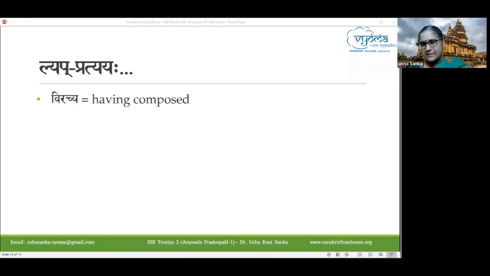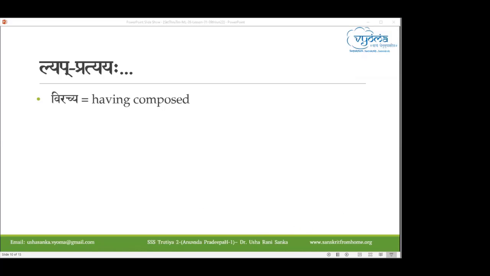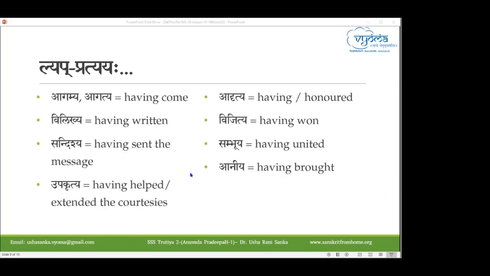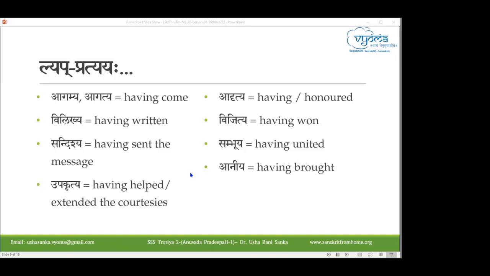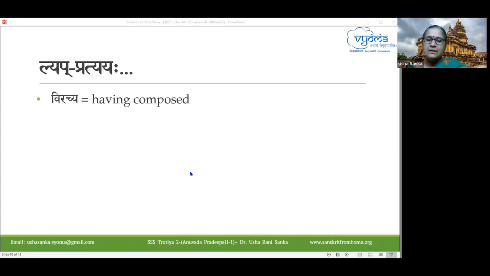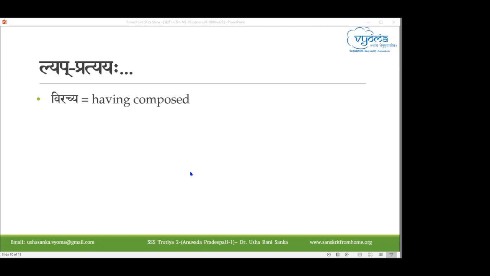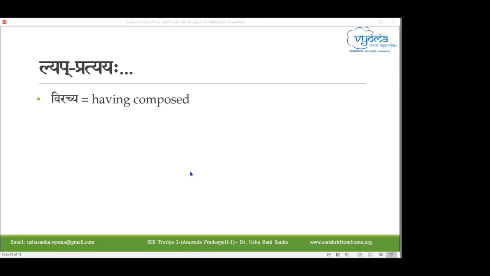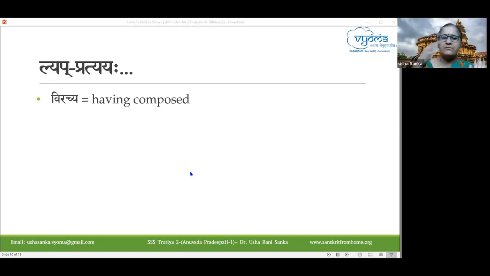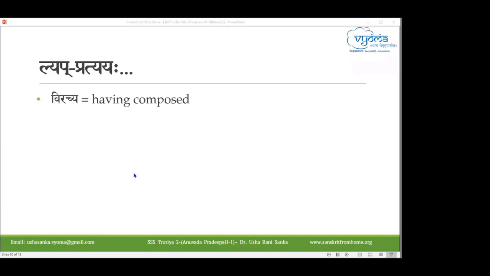Next, Raja Ramanji, Virachya. Virachya is having composed. Rach dhatu, rachana. Vi is the upasarga and ya is lyap. Nothing has happened here. Simple. Rach, ya, rachya. Vi is the upasarga. That's it. Having composed. Dhanyavad.